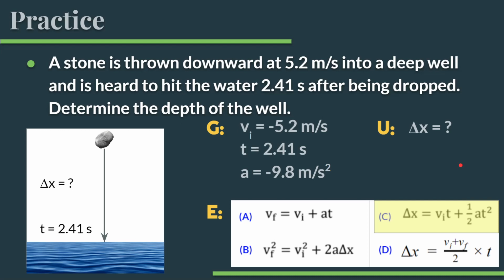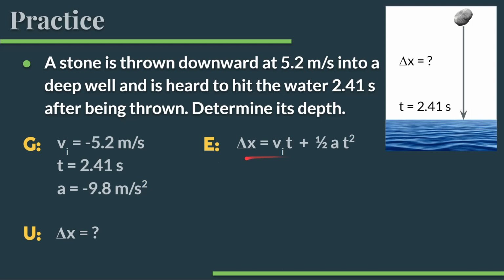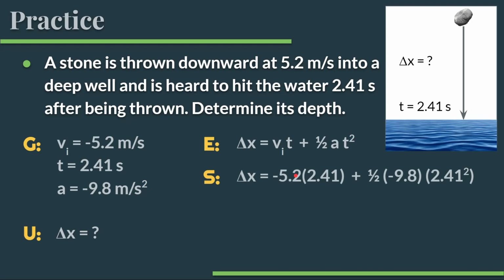Okay, again, you could alternatively with this information, Vi, t and a, use equation A to solve for Vf, and then use Vf to find delta x with either B or D. Like you could do that, but if you want to do it in one step, you're going to want to use equation C. Okay, so here is that equation, delta x equals Vi t plus 1/2 a t squared. We're going to substitute into it. Negative 5.2 times 2.41, that's Vi times t, plus 1/2, negative 9.8 times 2.41 squared.